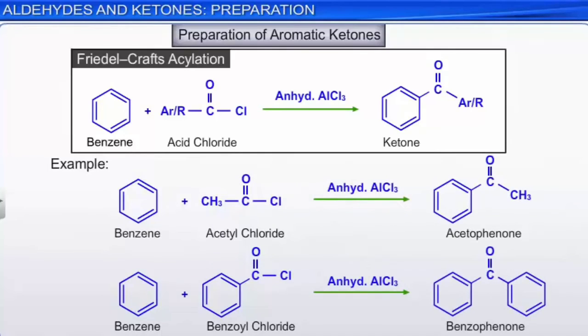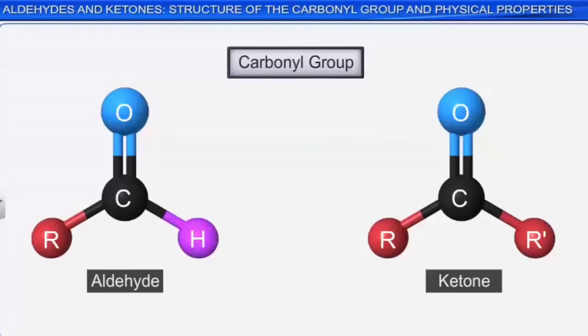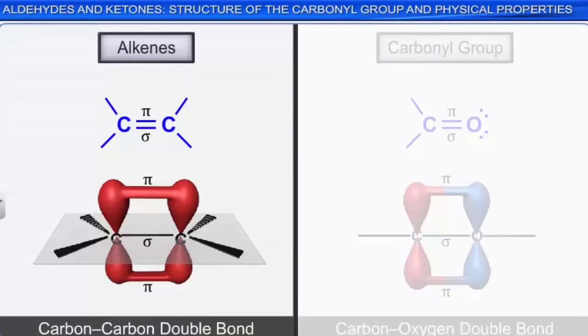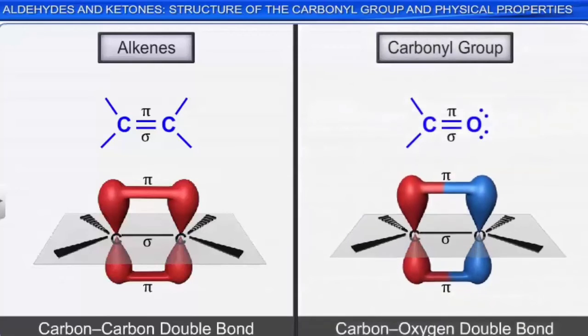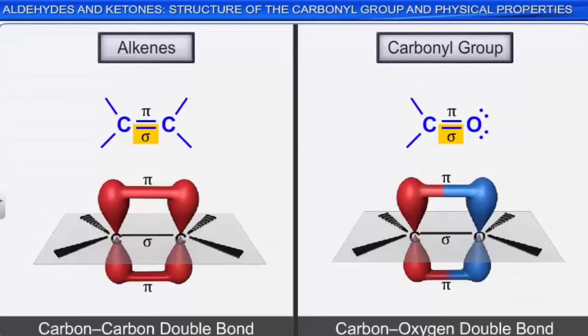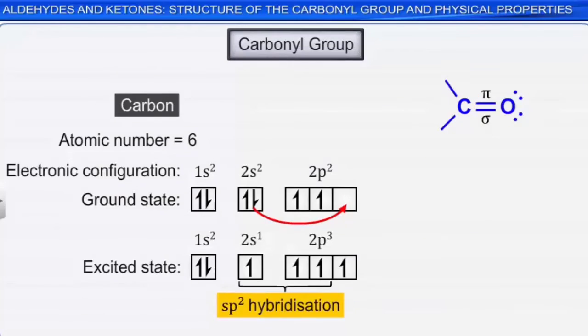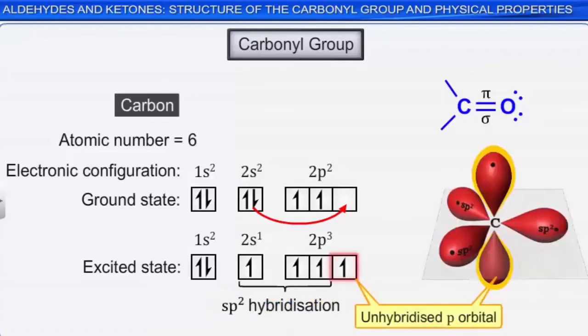The physical and chemical properties of aldehydes and ketones are determined by the structure of the carbonyl group. It is, therefore, very important to understand its structure. Like the carbon-carbon double bond in alkenes, the carbon-oxygen double bond of the carbonyl group is composed of one sigma bond and one pi bond. The carbon atom in the carbonyl group undergoes sp2 hybridization in its excited state, leaving 1 out of 3 p orbitals unhybridized.